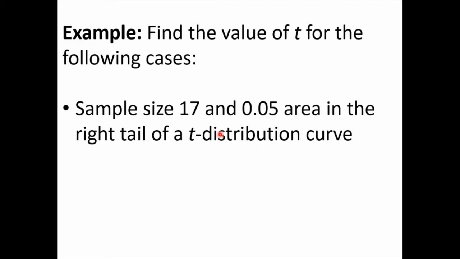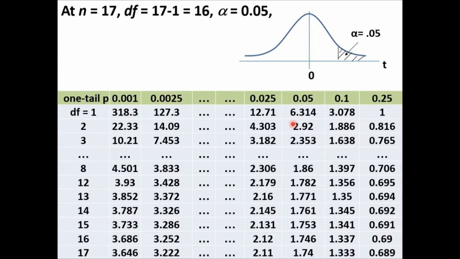Again, sample size 17, area of 0.05. If sample size 17, the degree of freedom is 17 minus 1 or 16. The area is 0.05. So we'll go at 16 and 0.05, and the t value will be 1.746. The body of the table gives us the t value or the critical t value, as you can see here.